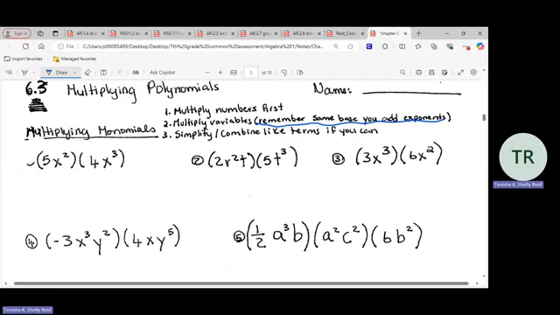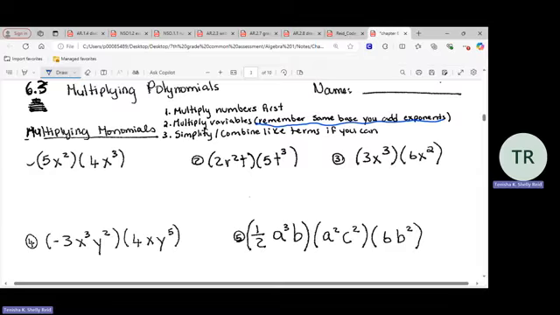Gentle reminder, when I tell you to pause and try the problem, you do want to pause and try the problem before you view the solution to the problem. All right, so let's look at number 1 and get started.